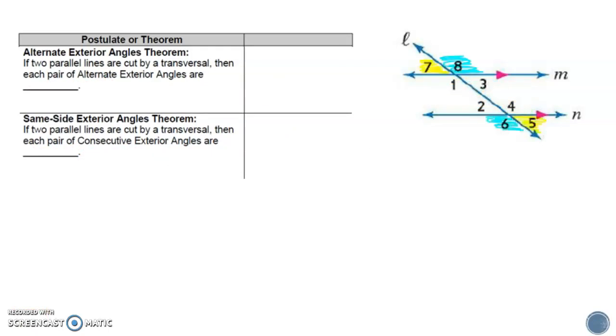The next thing we want to talk about are the exterior angles. So that would be the angles that are outside, so on the outside of lines M and N. If lines M and N are parallel and they're being cut by that transversal, then each pair of alternate exterior angles, like angle 7 and angle 5 on alternate sides of the transversal and exterior to the parallel lines, those two angles would be considered congruent.